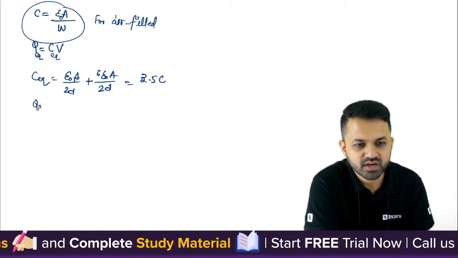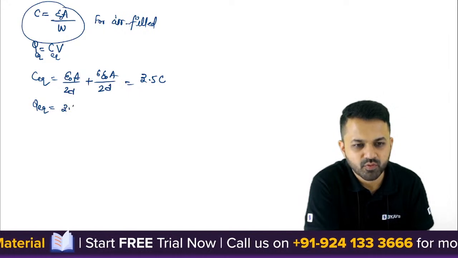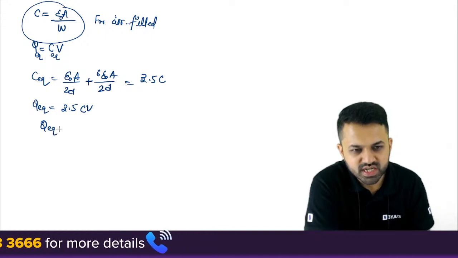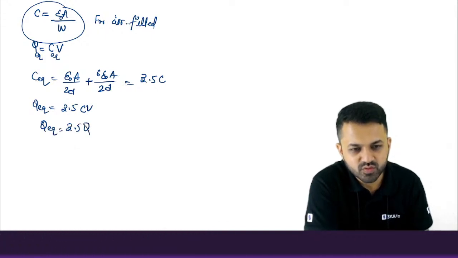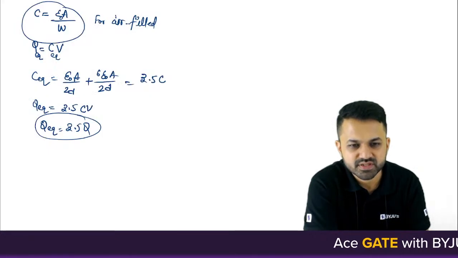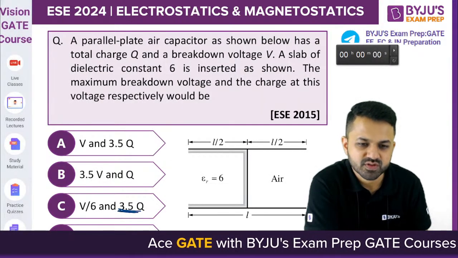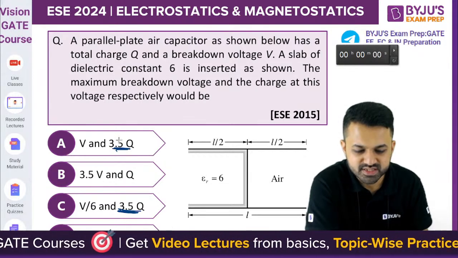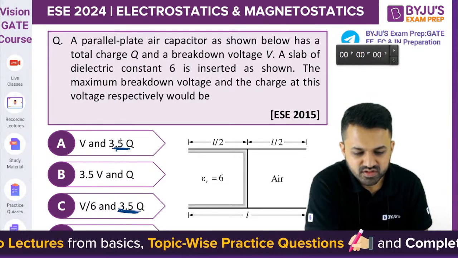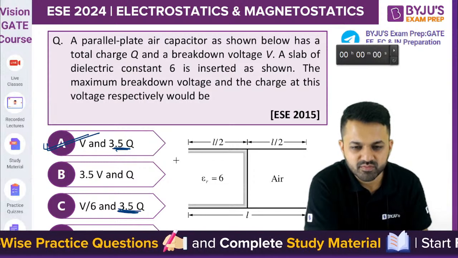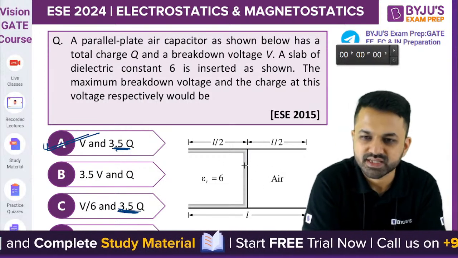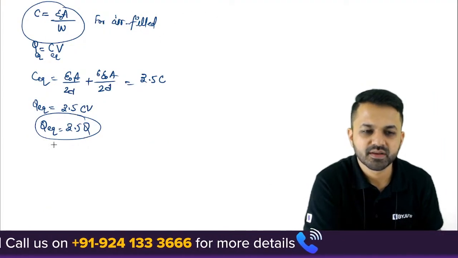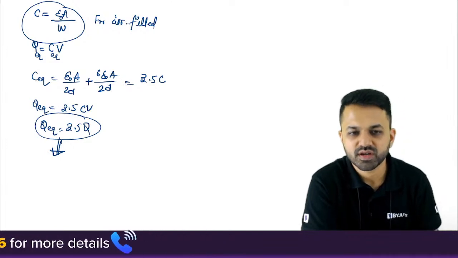Okay, now from here the equivalent capacitance is 3.5 C into V, and this is the charge. So the overall charge is 3.5 into Q. The charge becomes 3.5 times. So that is the answer, or this may be the answer. But as it is a parallel connection, the voltage remains the same. So the answer should be option A, because it is a parallel combination of the two capacitances, right? So the option will be option A. Voltage will remain the same and only the capacitance you have to calculate.